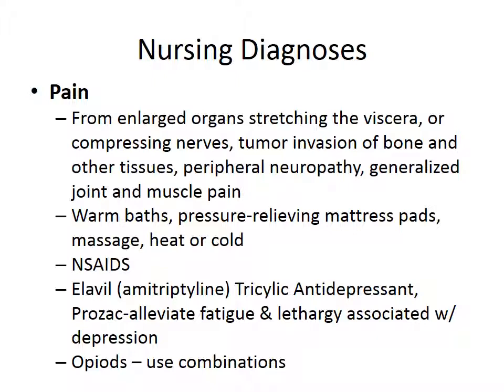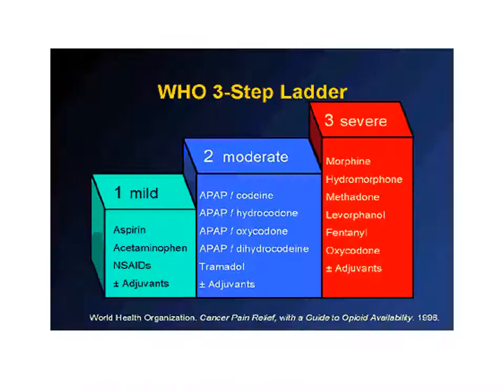Other nursing diagnoses: pain. Pain develops from enlarged organs, stretching the viscera, or compressing nerves, tumor invasion of the bone and other tissues, peripheral neuropathy, and generalized joint and muscle pain. Warm baths, pressure-relieving mattress pads, massage, heat, or cold are often helpful. Nonsteroidal anti-inflammatories should be avoided if there is an underlying bleeding problem. Medications such as Elavil or amitriptyline, which is a tricyclic antidepressant, often are used. Prozac alleviates fatigue and lethargy associated with depression, and opioids can often be used in combinations that are helpful to the patient.